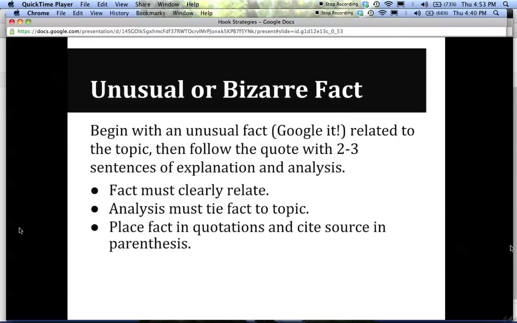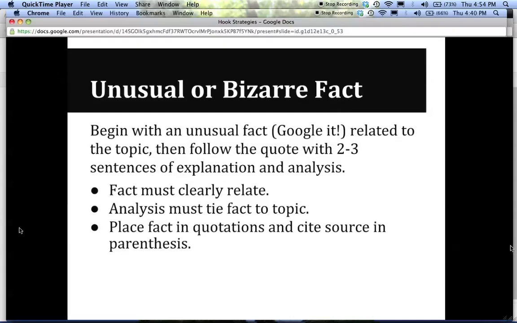And just like the quote strategy, you want to follow the unusual fact with 2 to 3 sentences of explanation and analysis. So it needs to be clear why you are sharing this fact with your reader and how it relates to your topic. So the fact must clearly relate. Analysis must tie to the topic, so your analysis needs to be strong.